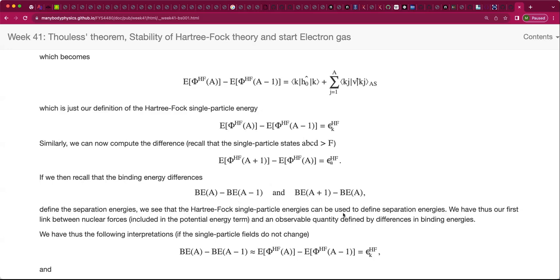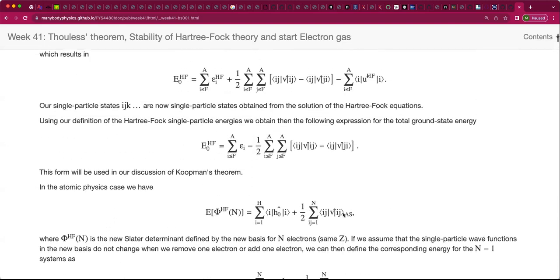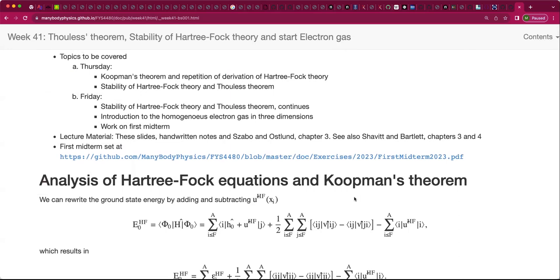So this is Koopman's theorem, and it is based on you having assumed that the single particle states do not change when you take away one electron. And in atomic physics, it's a decent approximation because the atomic nucleus is the one which provides a large fraction of the binding energy and the structure of the single particle states. But calling it a theorem is a little bit, how to say, strong, but it's just established in the literature as Koopman's theorem.